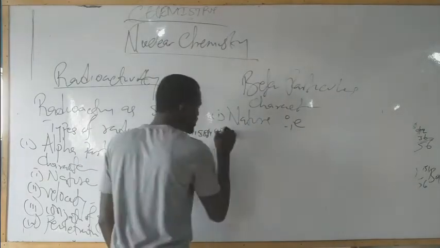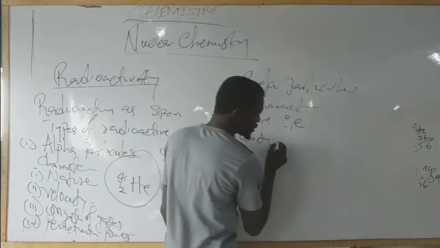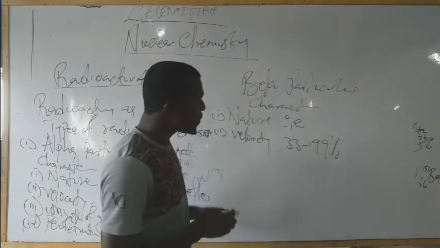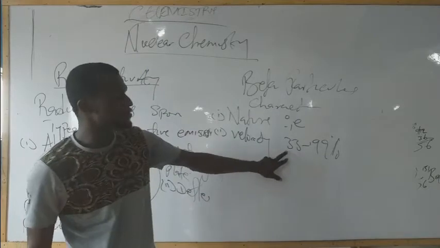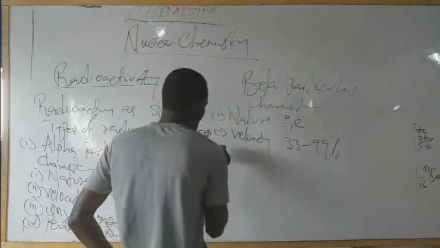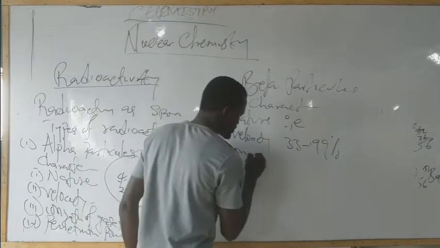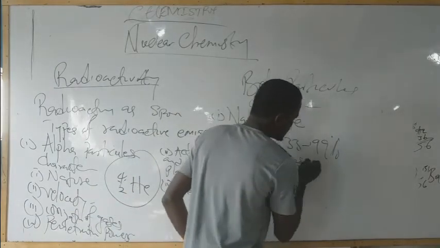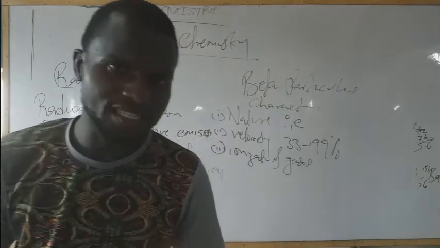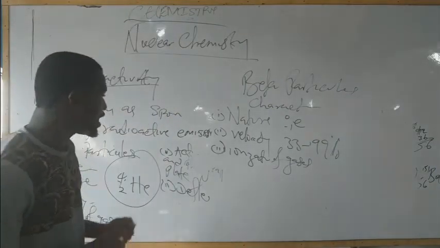Then two, velocity. Beta particles travel at a speed of about 33 to 99% of the speed of light. Then three, ionization of gases. Beta particles produce comparatively weak ionization of gases relative to what? Relative to alpha particles.